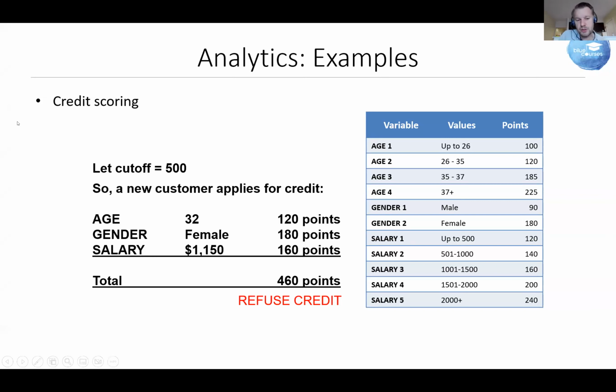And let's say that this threshold is 500. Well, 460 does not reach that threshold. It's below the 500, so you're going to refuse credit. This is an example of analytics at work, right? And that's how financial institutions and lenders worldwide automate their credit risk modeling using analytics, right?